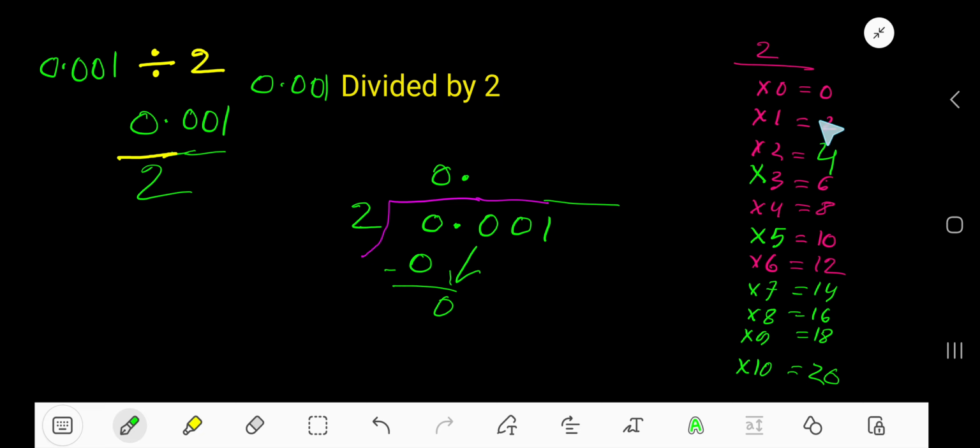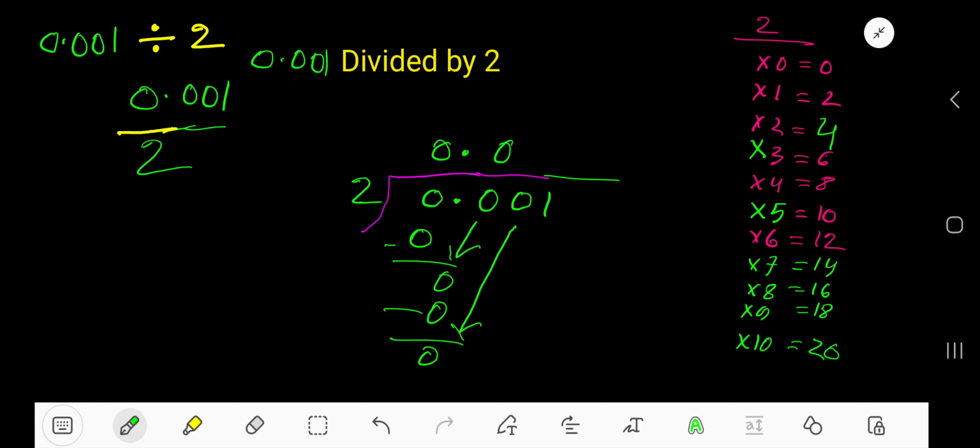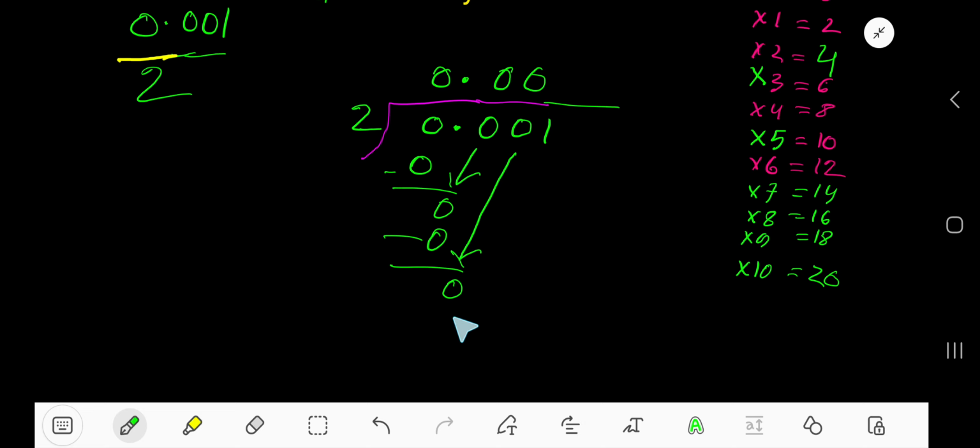2 goes into 0 how many times? 0 times. Write 0. 0 times 2, 0. If you subtract, you are getting 0. Bring down this 0. 2 goes into 0 how many times? 0 times. Write 0. 0 times 2, 0. If you subtract, you are getting 0.